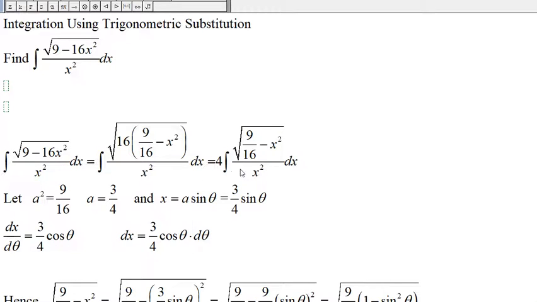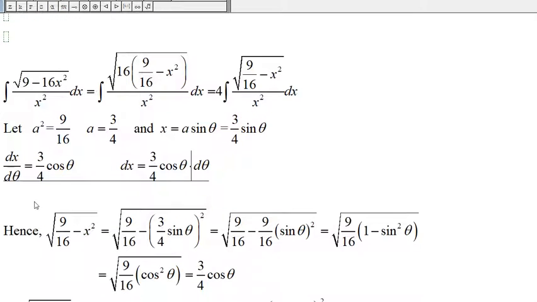And so now we need to write this integral in terms of theta. So let's go ahead and write the expression 9 over 16 minus x squared in terms of theta. We have x is 3/4 sine of theta. So in the place of x, we put 3/4 sine of theta. And this becomes 9 over 16, and then 3/4 squared is 9 over 16, and sine squared is sine squared. So here we get 9/16 sine squared.